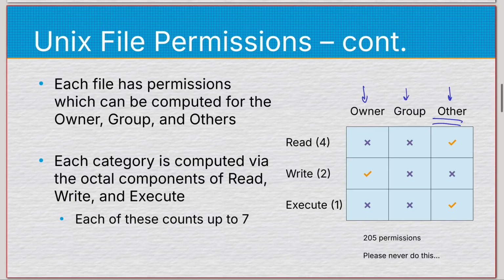Each category is computed by the octal components of read, write, and execute, and they all add up to the value of 7. So again, we have 000 through 777. Read is 4, write is 2, and execute is 1. So if I add 4, 2, and 1 together, I get 7. If I compute these, I look at my owner: read is not set, write is, execute is not, so that adds up to 2. Nothing is set in group, that's 0. And then other has read and execute, but not write, so that adds up to 4 plus 1, which is 5. So you have file permissions of 205.